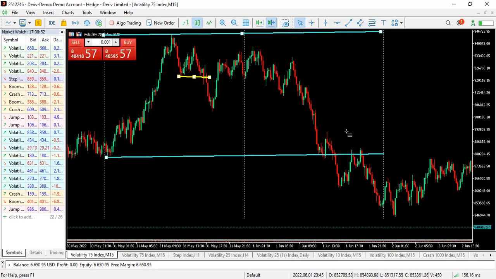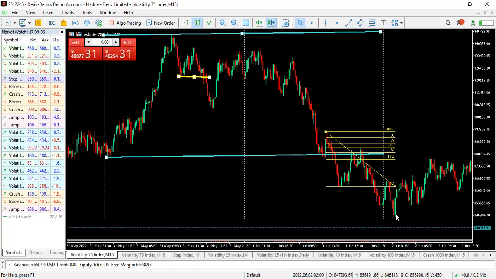Let me just show you a different scenario. You bring out your Fibonacci, you slap it on. Very, very perfect entry. You take your trade. Like I told you, this is an intraday strategy. You don't have to go a long time with the market. This is an intraday strategy.